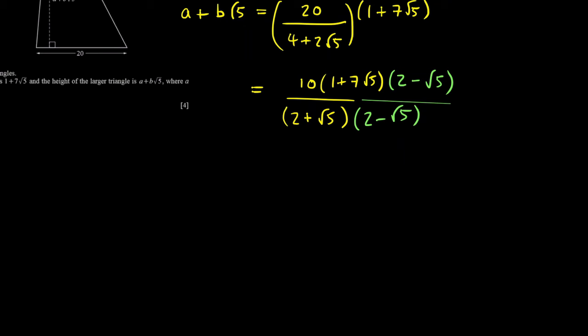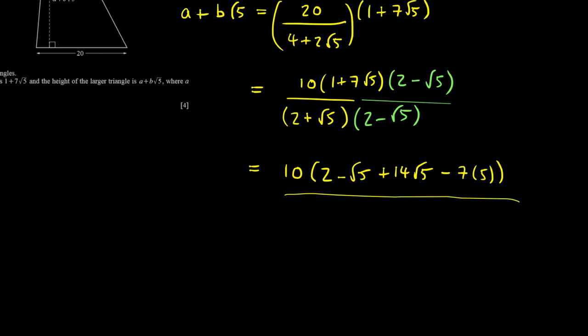So let's just go down here. We are going to get on the top 10. We only have 1 times by 2, which is 2. 1 times by negative root 5, which is negative root 5. 7 root 5 times by 2, which is 14 root 5. And then 7 root 5 times by minus root 5. So we're going to get minus 7 times by 5, right, because root 5 times by root 5 is 5. And this is all over.